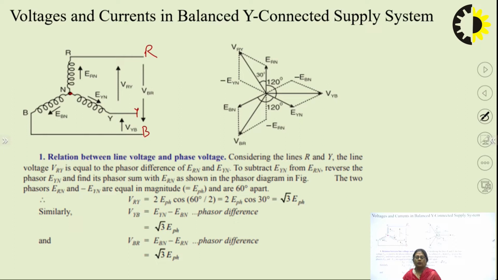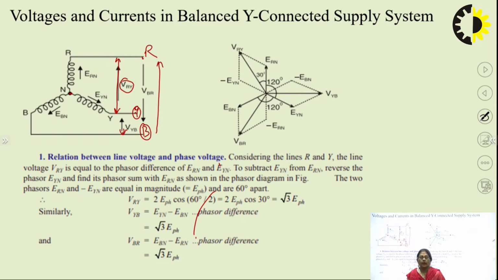Now the voltages between any two lines, that means R line and Y line. What is the voltage between R and Y? That is VRY. This is one of the line voltages. Can I have another line voltage? Yes, I will have another line voltage between Y and B, that will be called VYB. I can have another line voltage between B and R, that is VBR.